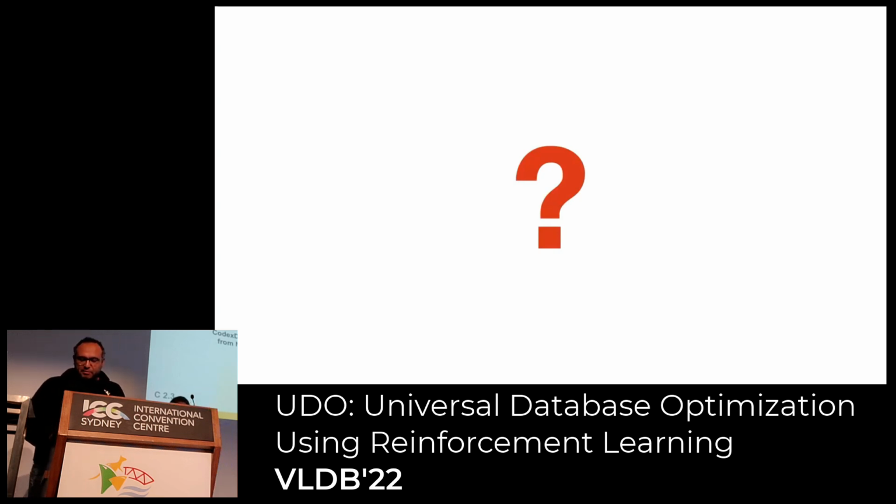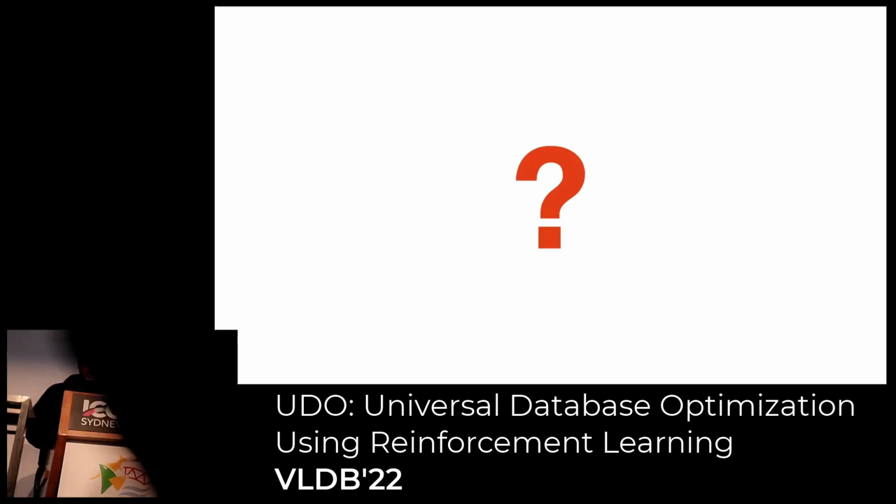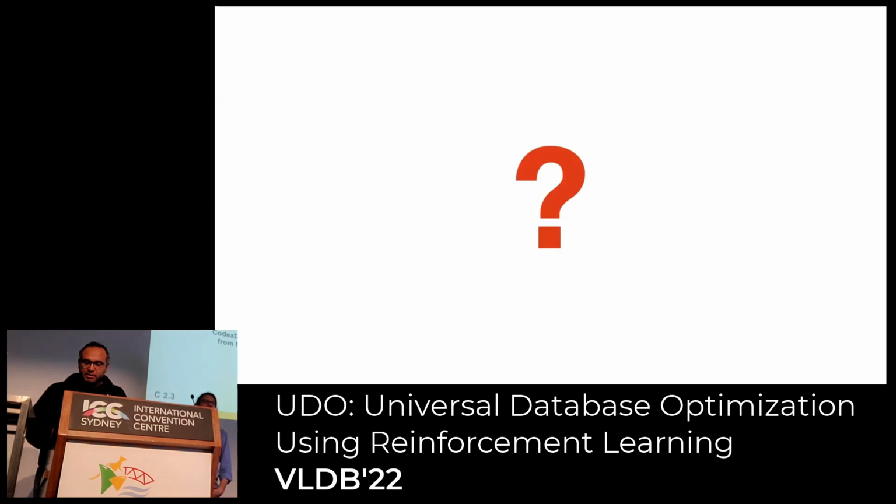Fifth and final paper is also from Cornell University: CodexDB, synthesizing code for query processing from natural language instructions using GPT-3. Colleagues, are you working on that? Good.